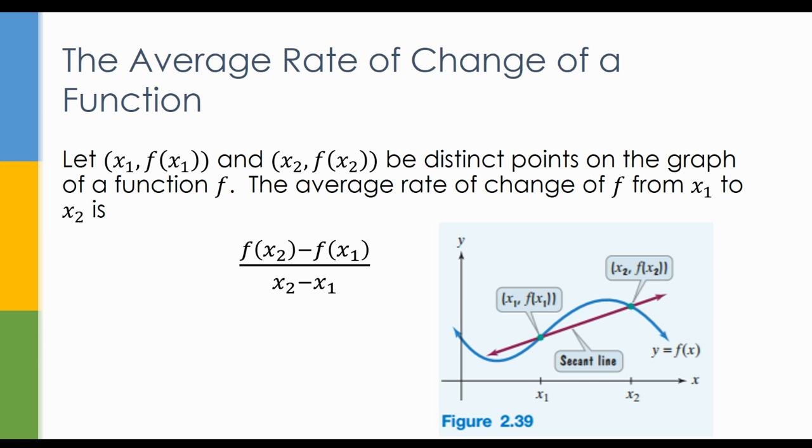So it says, let the ordered pairs (x1, f of x1) and (x2, f of x2) be distinct points on the graph of a function f. So the average rate of change of f from x1 to x2 is the following: f of x2 minus f of x1 all over x2 minus x1. So essentially it is exactly how we calculate slope, because remember, f of x2 and f of x1 are the y values. I'm subtracting the y values on the top, and then I'm subtracting the corresponding x values on the bottom. So I am doing slope.